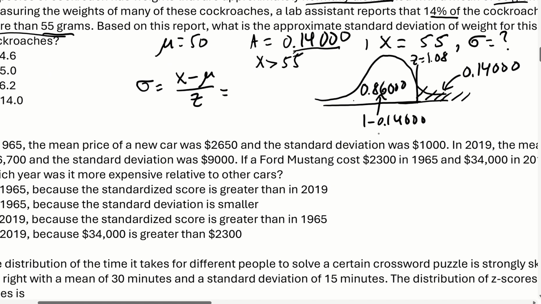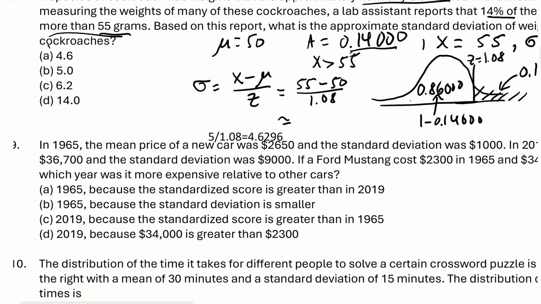So we got x is 55 minus mu is 50 divided by 1.08. So we'll do the math here. So 55 minus 50 is 5. 5 divided by 1.08 is 4.6-ish. Okay, so about 4.6. So the answer is A. Let me just put here 4.6 grams.